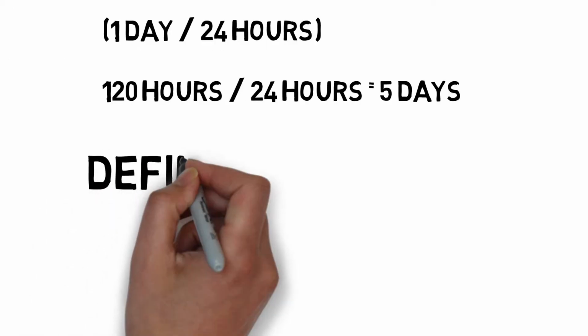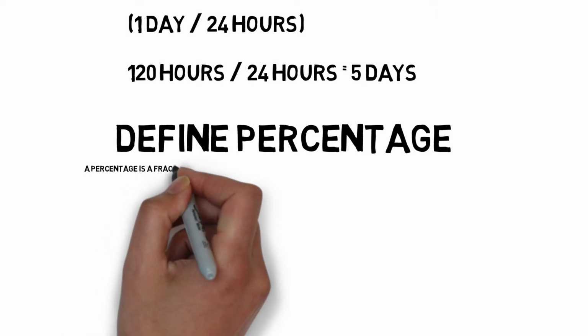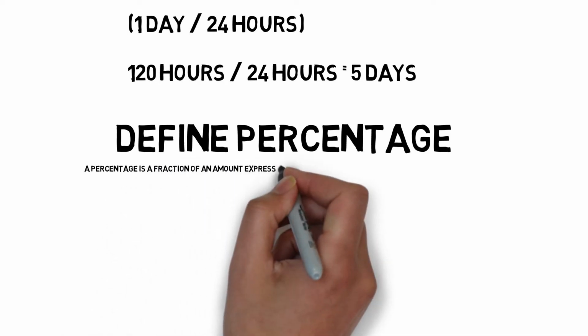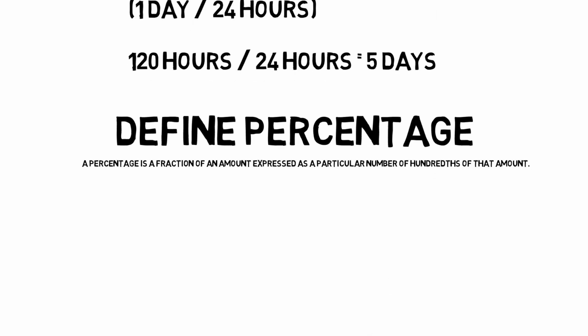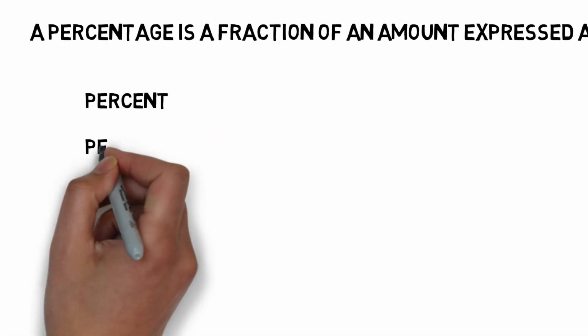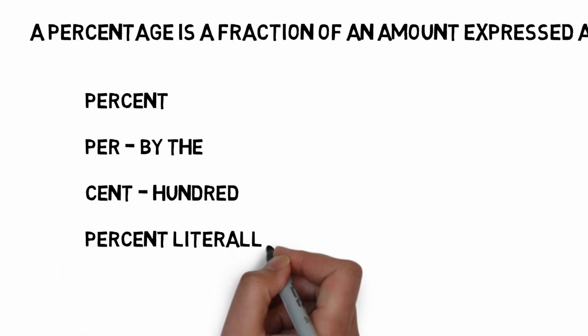Let's define percentage. Percentage is a fraction of an amount expressed as a particular number of hundredths of that amount. Per is by the and cent is hundred. Percent literally means by the hundred.